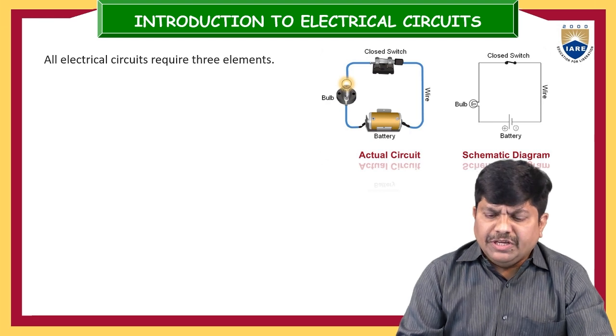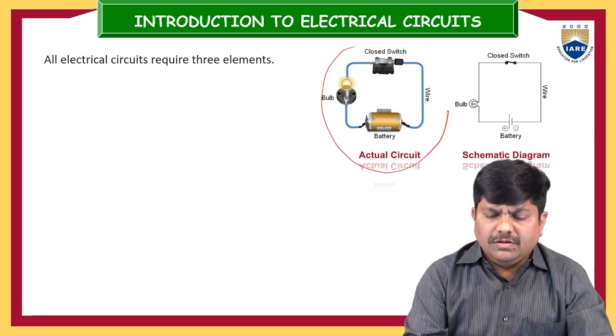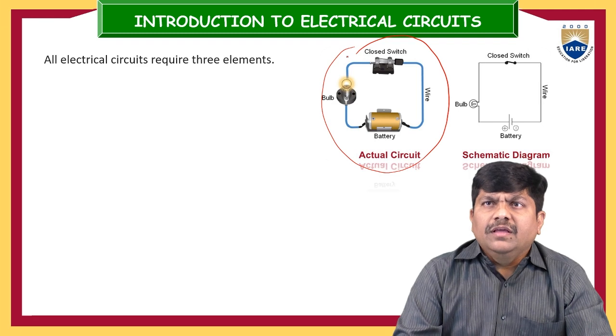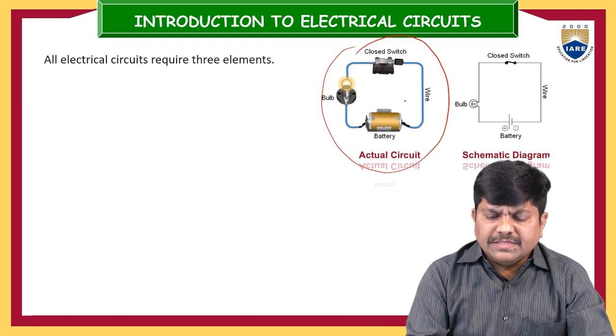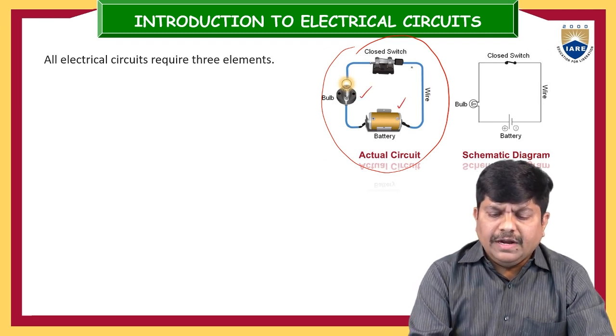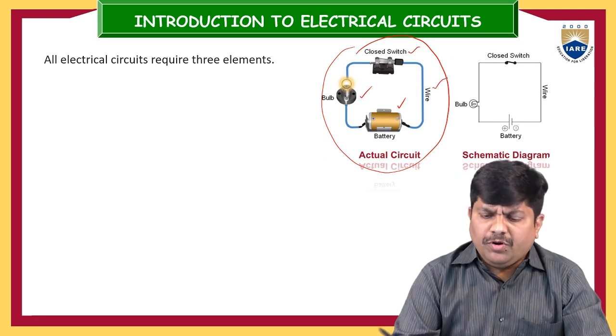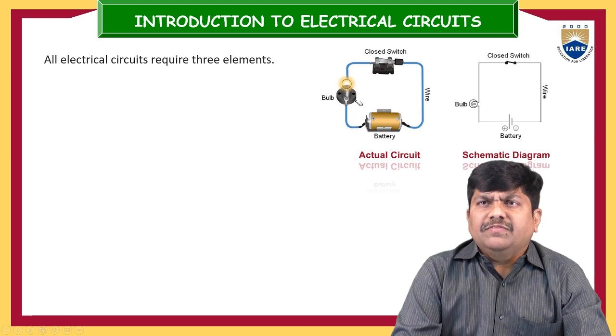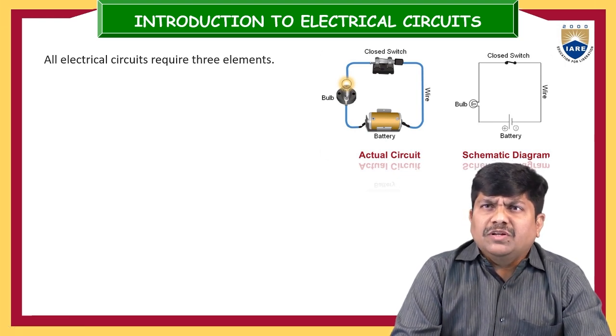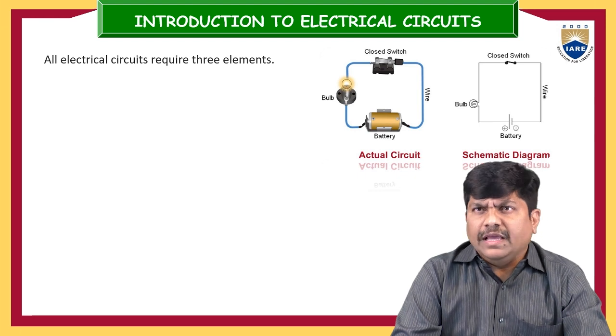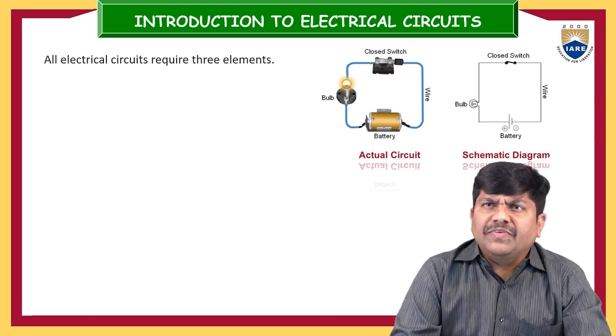If you observe this actual circuit, there is a battery, one bulb, one switch, and one wire. So these are the four basic parameters with which we have constructed one basic electrical circuit. A circuit is nothing but a combination of various elements. If all these elements are connected by means of a conductor or a cable, it forms an electrical circuit.